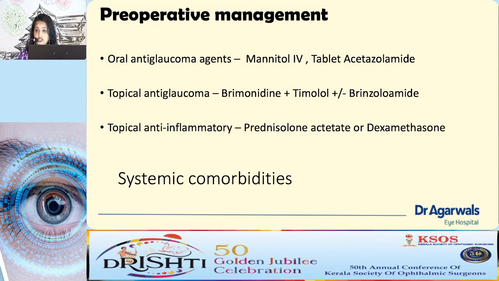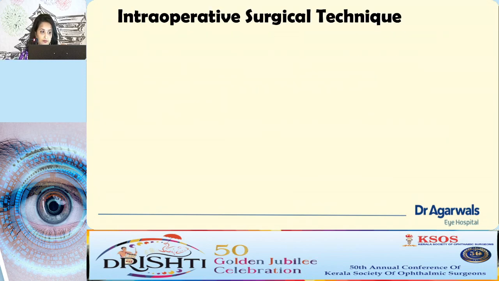A detailed history of systemic comorbidities has to be taken, as we cannot immediately take the patient for surgery if he is a very high hypertensive patient or an uncontrolled diabetic. In such conditions, we may have to wait for some days before taking up for surgery.